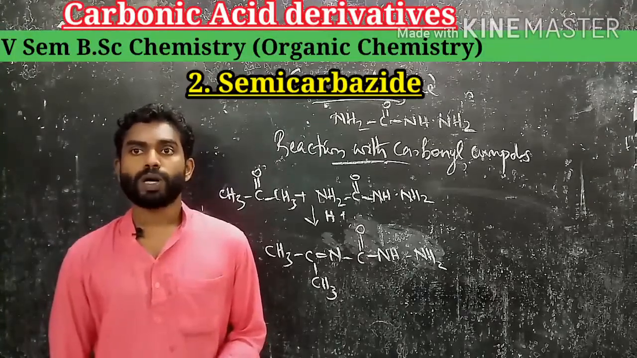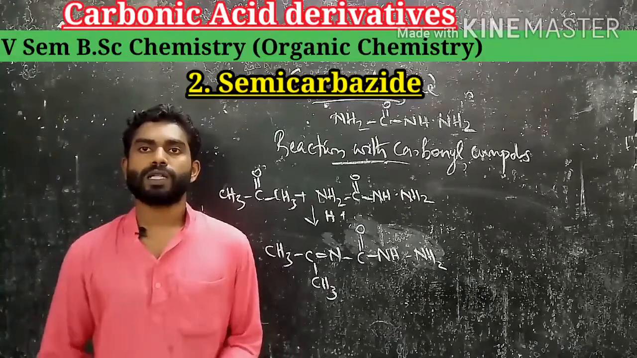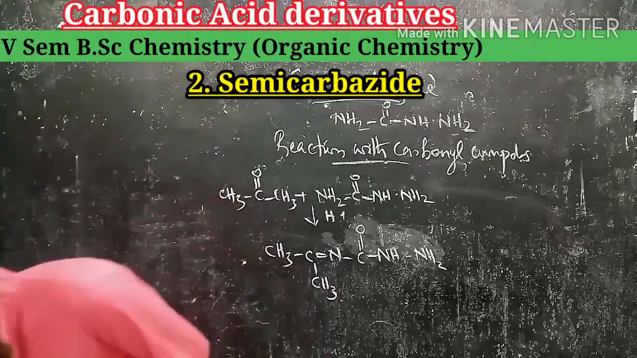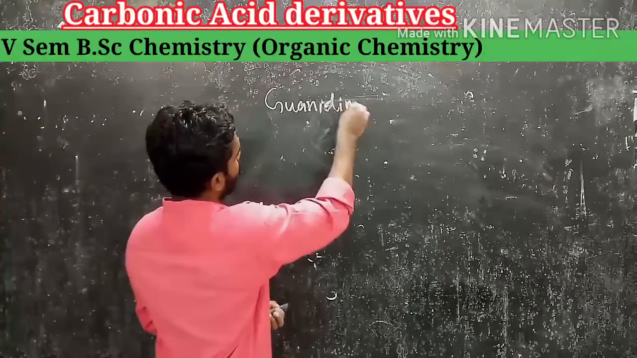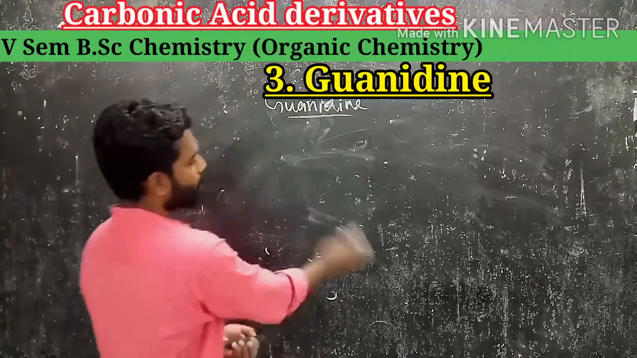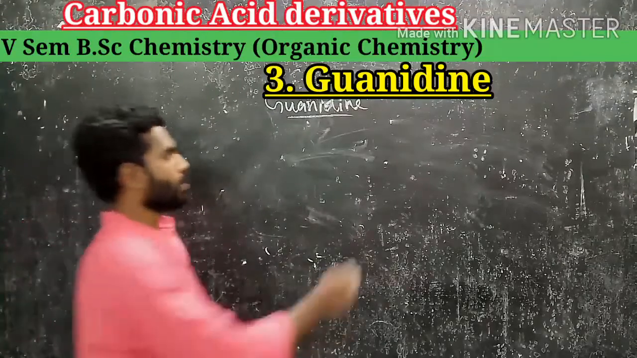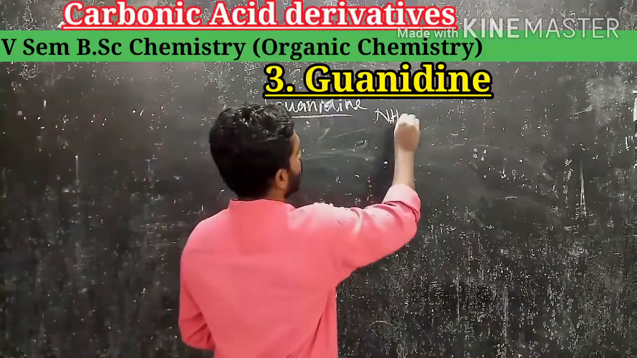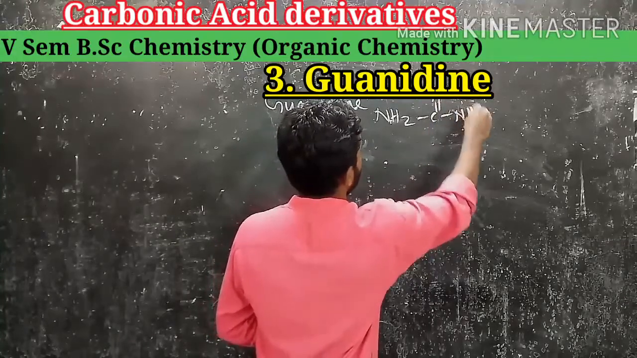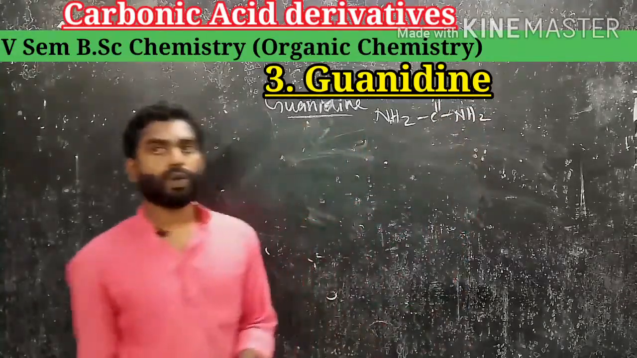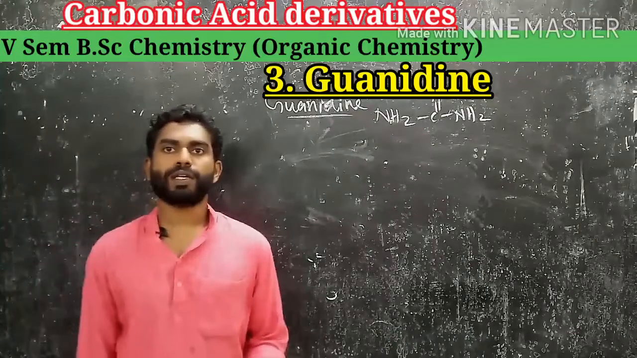Next, we will see the next compound, guanidine. What is guanidine? Guanidine is NH2 C NH NH2. This is guanidine.